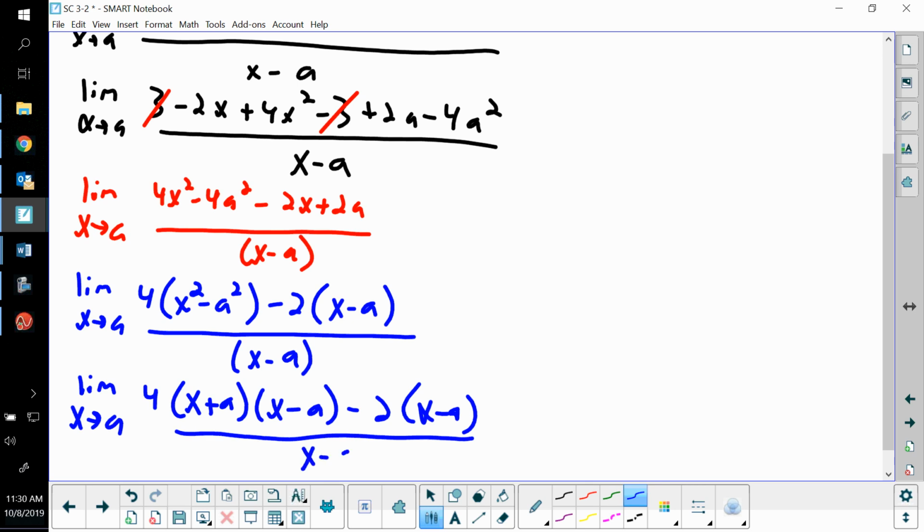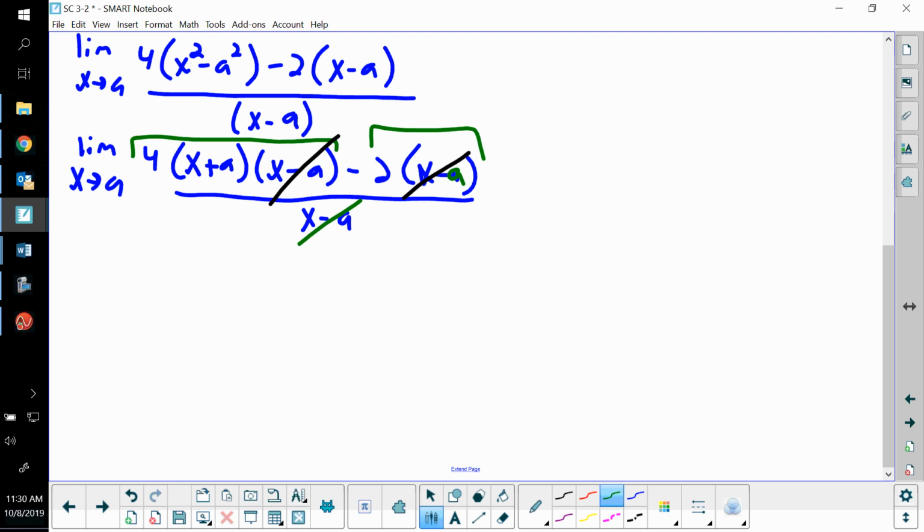To be able to divide out the x minus a, we would need an x minus a in every term. This is a term because it's a bunch of stuff multiplied together. That's a term. Well, notice we do have an x minus a in each of those. So the x minus a divides out of each of those because anything divided by itself is 1. And what we have remaining is 4 times x plus a minus 2.